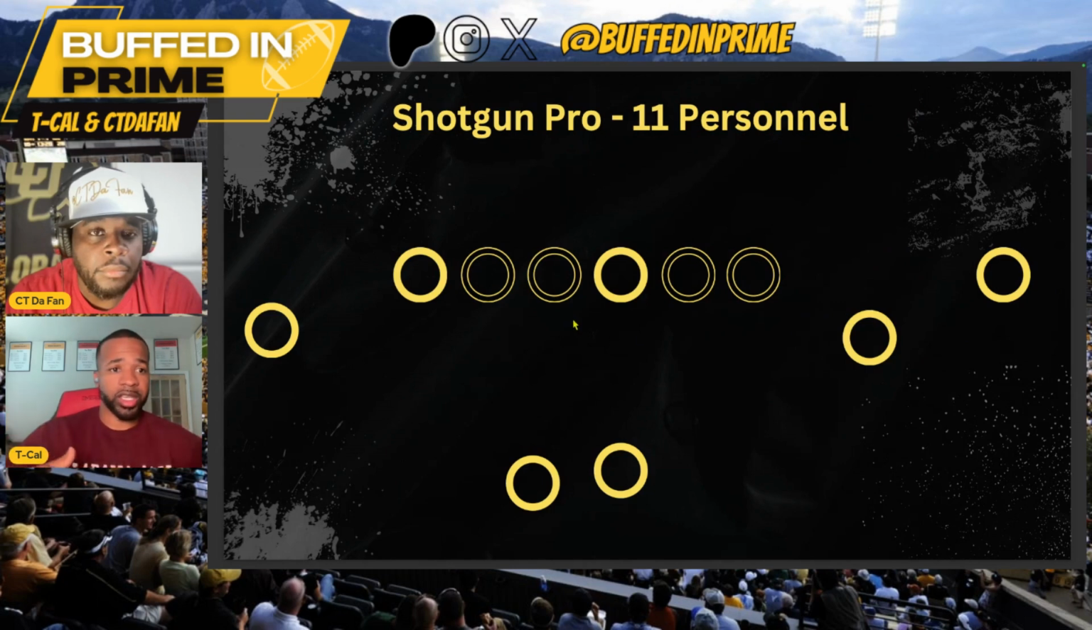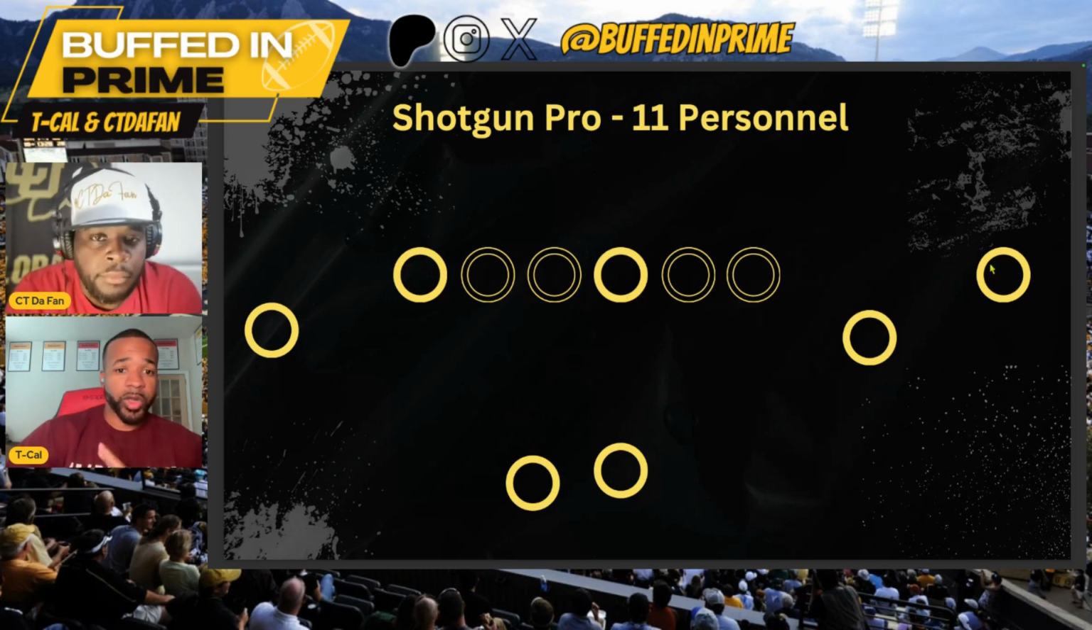Now we go to shotgun pro. What pro means in the sense of how I was taught is you have a tight end and a receiver on one side, and then you have a receiver or 2 receivers on the other side. We call this blue flex pro in my defense, but people call it other things. But 11 personnel, 1 running back, 1 tight end. The tight end's on the ball, so this receiver has to be off the ball. This receiver's off the ball, so this receiver has to be on the ball.